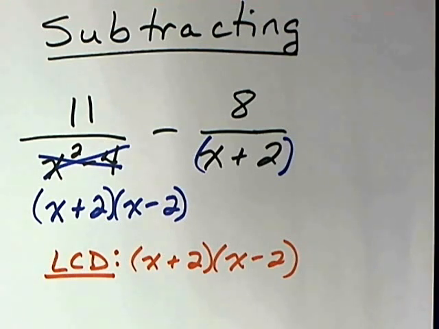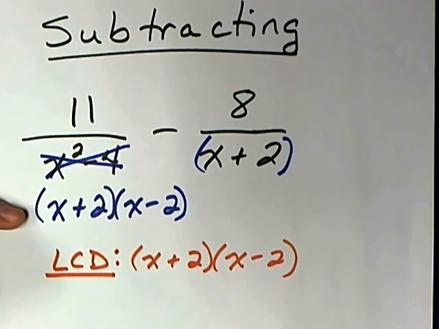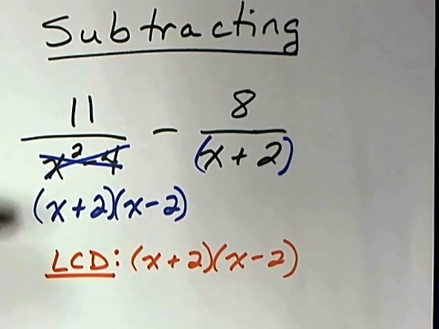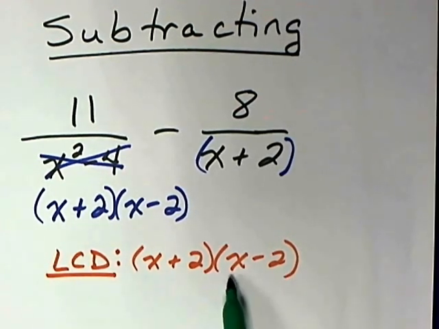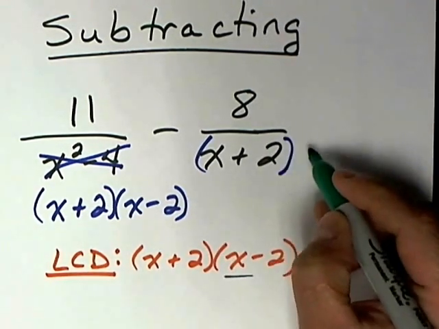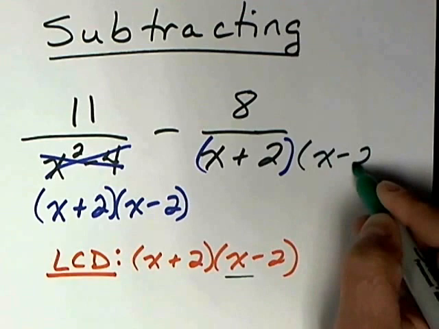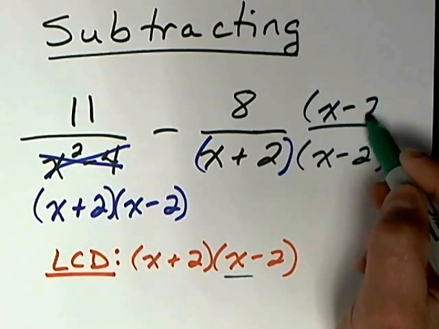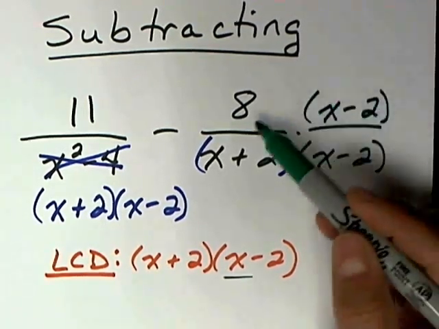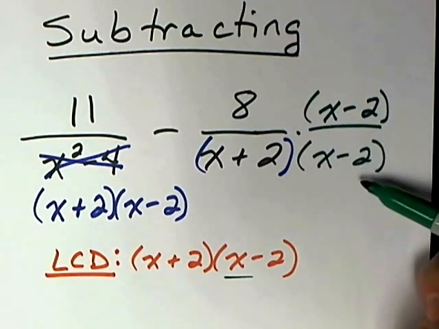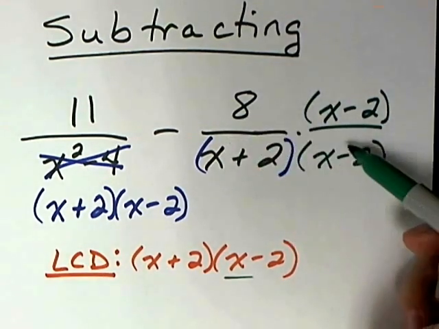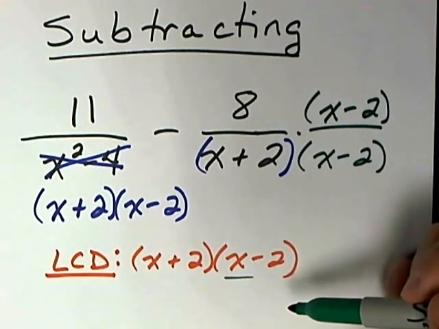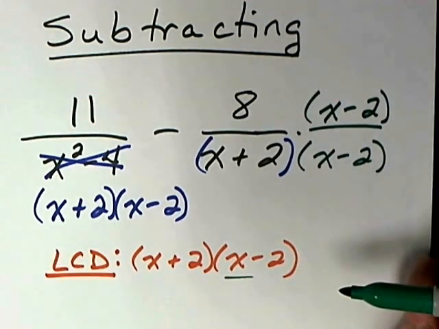Our next step is to get the common denominator in both fractions. Since this first fraction already has the LCD in the bottom, I don't have to do anything with it. But on the second one, I only have the x plus 2. The factor I am missing is the x minus 2. So I'm going to multiply the x plus 2 times the x minus 2. If I do something on the bottom, I have to do the same thing on top to keep it balanced. Why? Because I'm taking this fraction times anything over itself, which is 1. A fraction like this times 1 is still going to be equal to this fraction. It's just going to look different.